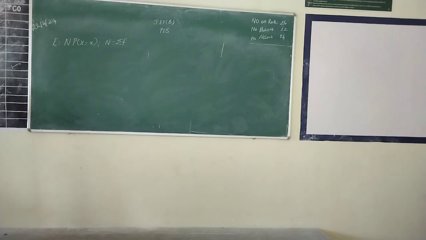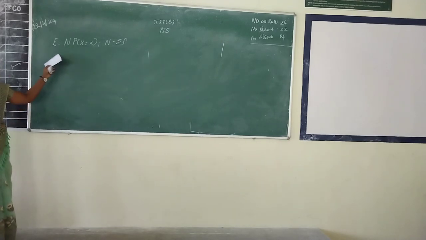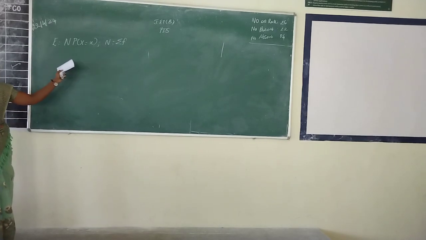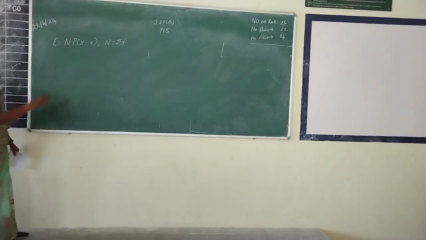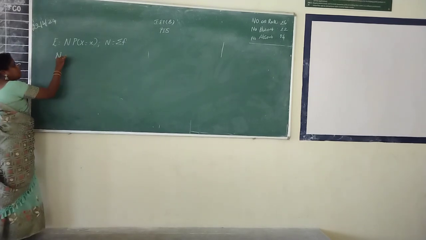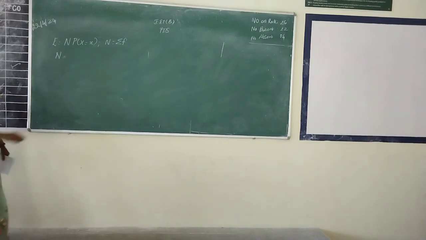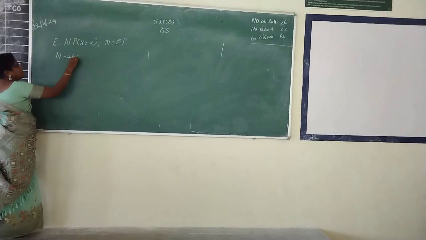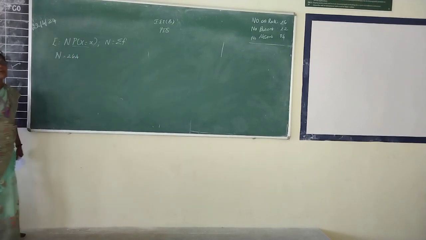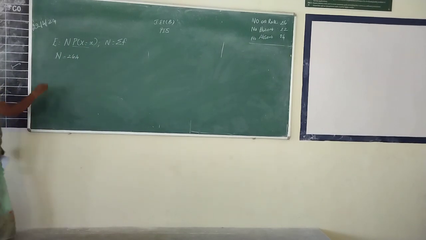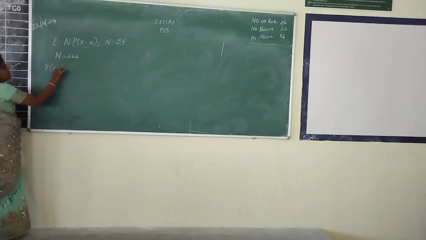What is the next step you have to do now? O is given in the table. You have to calculate E. What is the formula I gave you for E? Capital N into probability of X equal to x. Capital N stands for the total of all frequencies. What is the total of all frequencies? 264. It is given in the table. Next we should know the probability of capital X equal to small x.